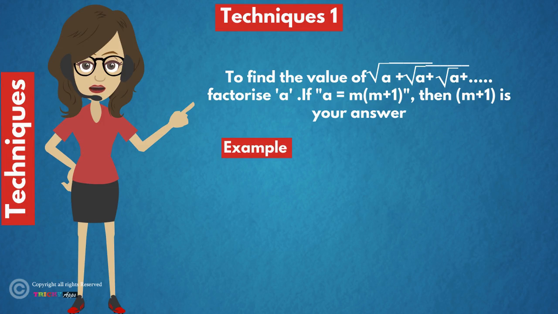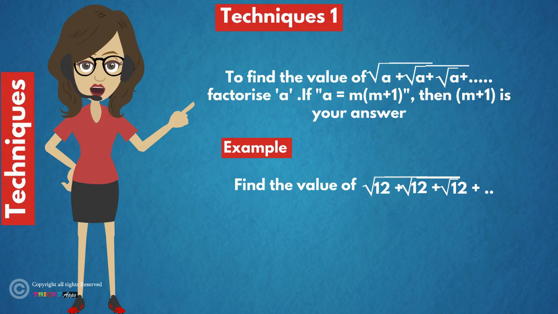Let us see an example. Find the value of root 12 plus root 12 plus root 12 plus so on. Here, a is 12. As it is given in the technique, let us first factorize 12. So 12 can be written as 3 into 4 and 4 can be written as 3 plus 1. So 12 is equal to 3 into 4 and that is 3 into 3 plus 1.